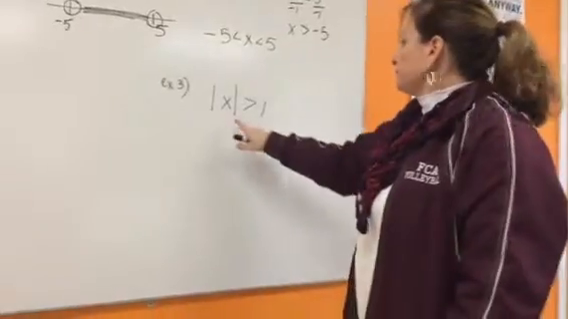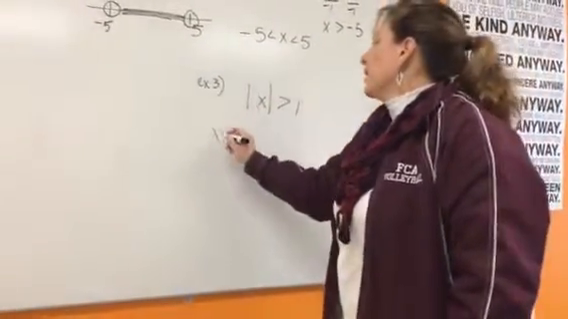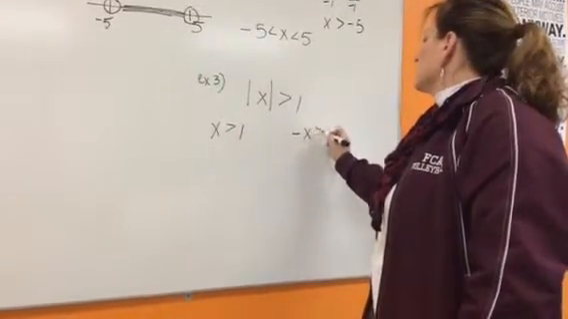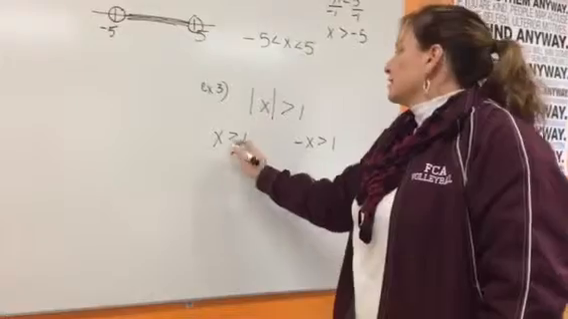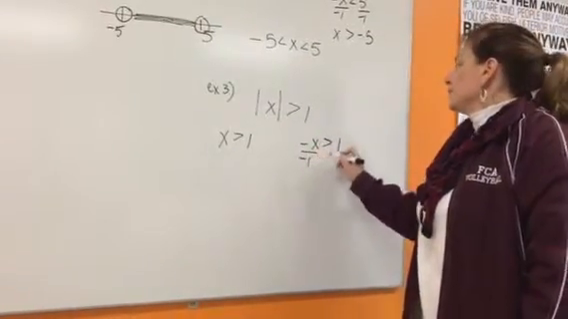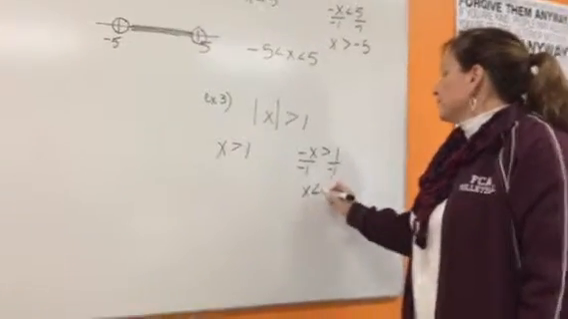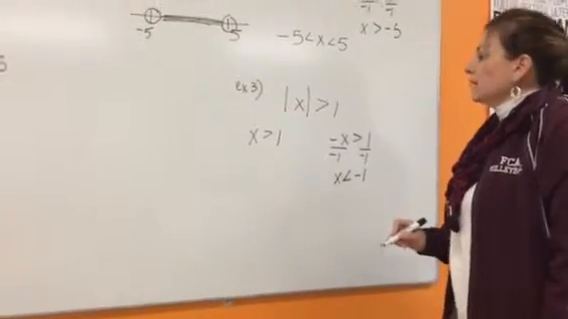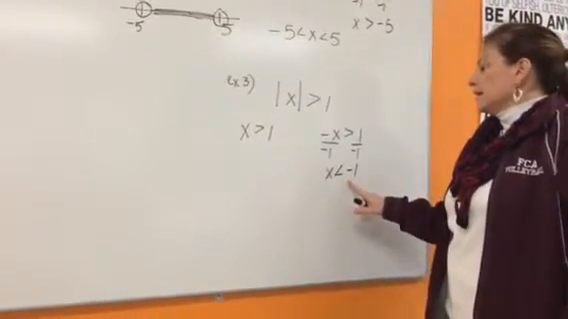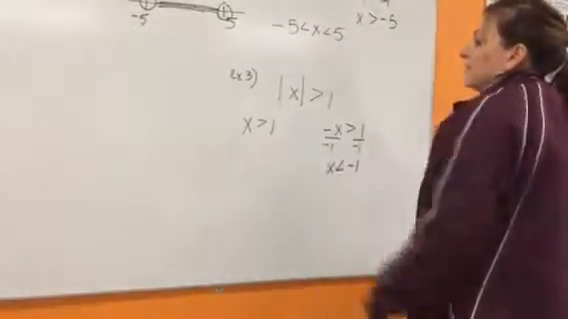The final one: the absolute value of x is greater than 1. We're going to do x is greater than 1, and -x is greater than 1. X is greater than 1 stays the same. This one you're going to divide by a negative, and you're going to get x, you have to flip the sign, is less than -1. Okay, let's look at this one. X is less than -1, so it's going to be that side of your graph. X is greater than 1.